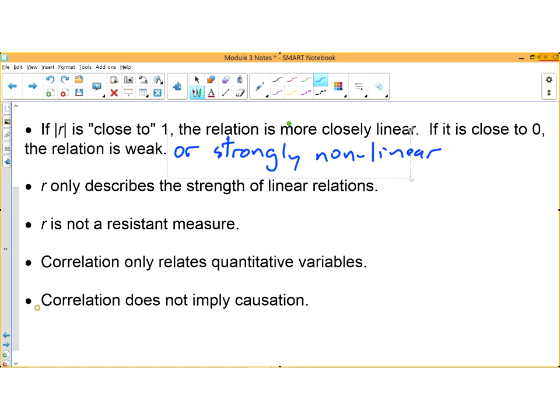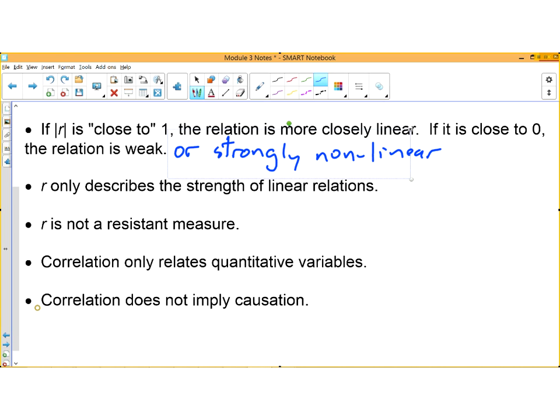We talked about the mean and the standard deviation not being resistant measures of center and spread. Similarly, R is not a resistant measure of the strength of a linear correlation. A single point can make it appear much stronger or weaker. This only works for quantitative variables. We can say there's an association with qualitative or categorical variables, but not a correlation.